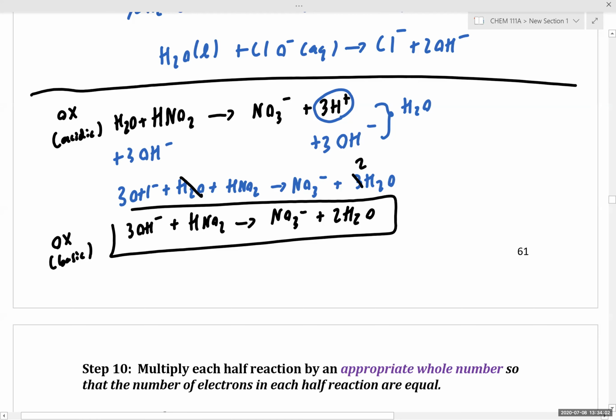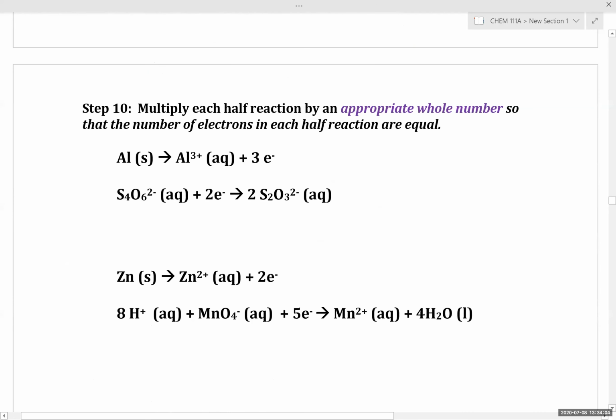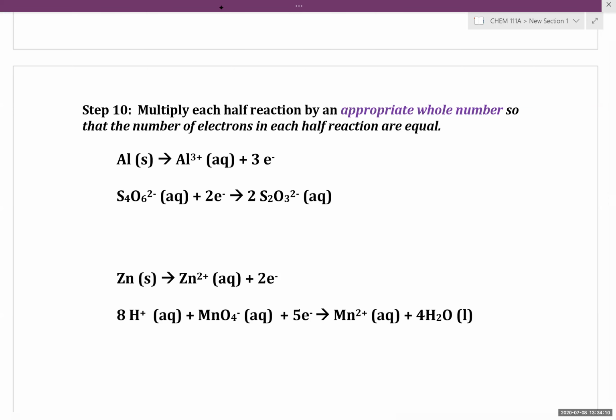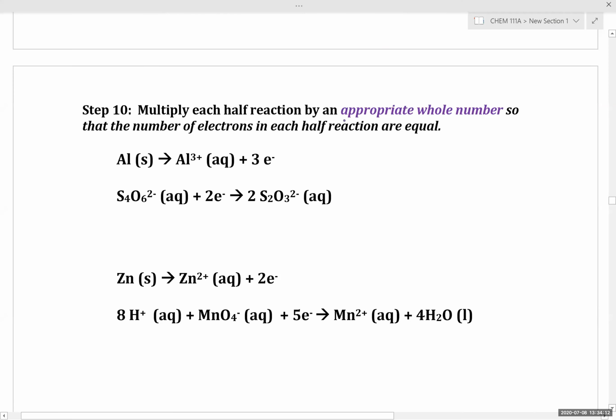So let's practice the last step, and this is why you need to know how to count your electrons. For the last step, you're going to multiply each half reaction by an appropriate whole number so that the number of electrons in each half reaction are equal. You're generally looking for the least common multiple. So let's do a few examples.